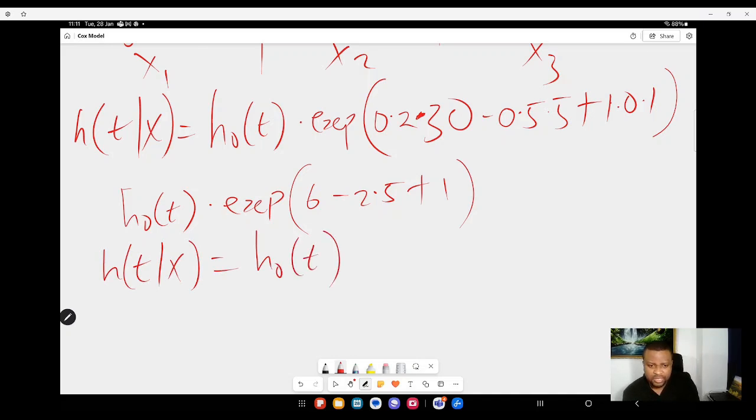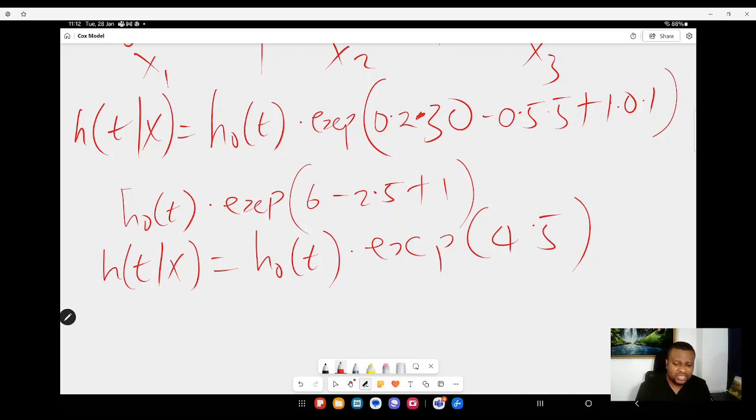So this is going to give us exponential 4.5, which is about 90. What this means is that the hazard is 90 times the baseline hazard. So runner A is more likely to finish sooner. Well, we could say thanks to their shoes.